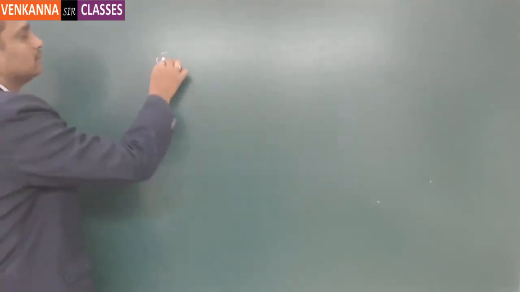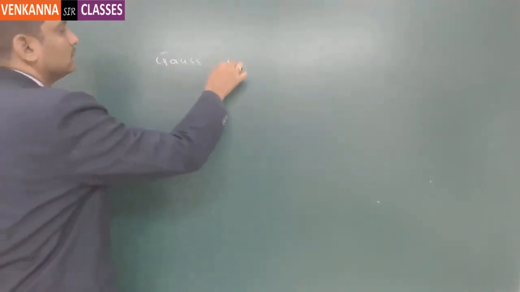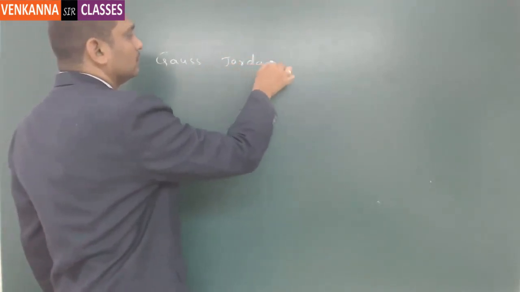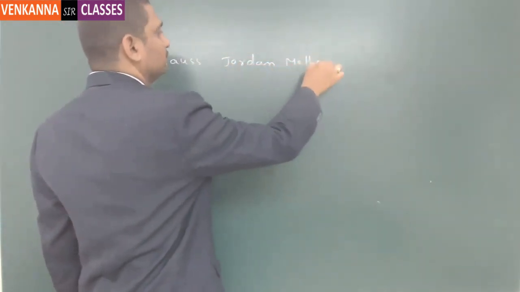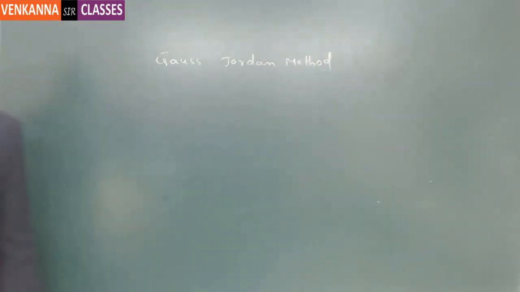Now the advantage of row operations is, by only using row operations, we are able to determine the rank of a matrix. That we call it as the Gauss-Jordan method. So in Gauss-Jordan method, we determine the inverse of a matrix by means of row operations. So let us take one problem, then you will get an idea.